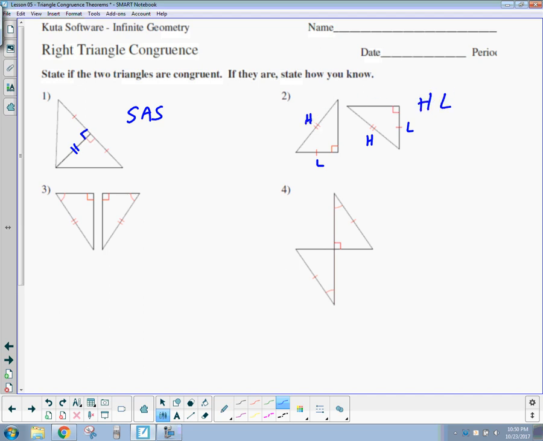3, we have an angle, side. Opposite the 90, looks like the hypotenuse is marked, so it's equivalent to both. I'm going to say angle, side. 4, vertical angles. That means this is 90 degrees. Again, notice we have our tick marks opposite of the 90 degrees, so we can argue angle, side works for this one. Again, pause the video and try these out.